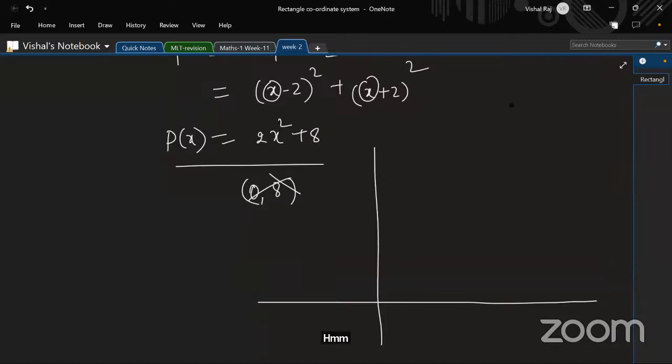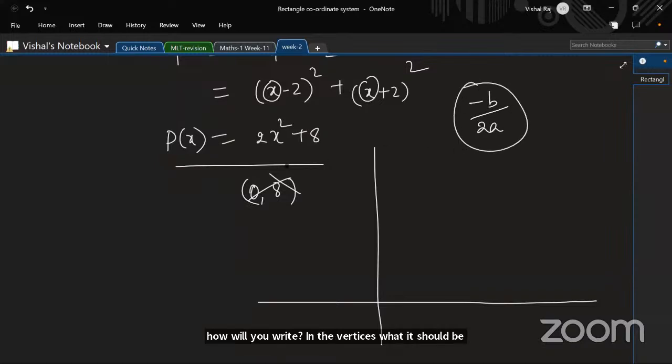See, in the vertices, what is your b? 0, sir. Here it is 0, right? So if you have b as 0, that means what? The y-axis will be your axis of symmetry, right? Yes, sir. Correct?